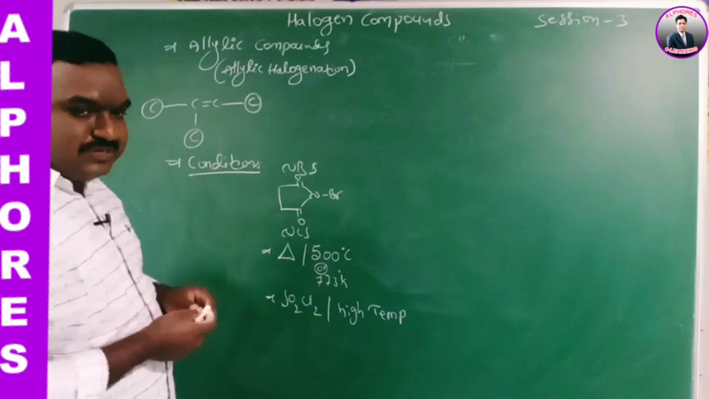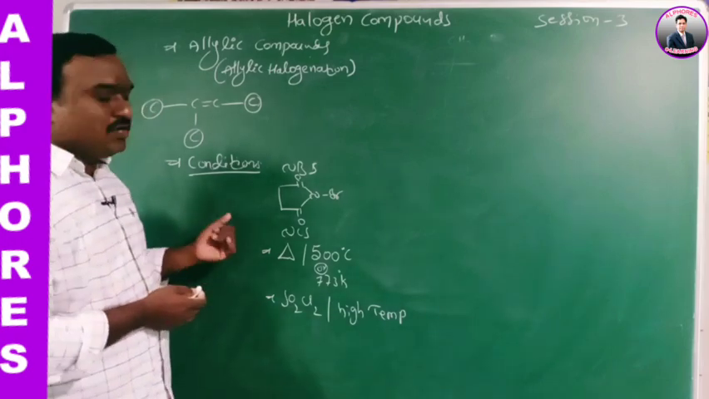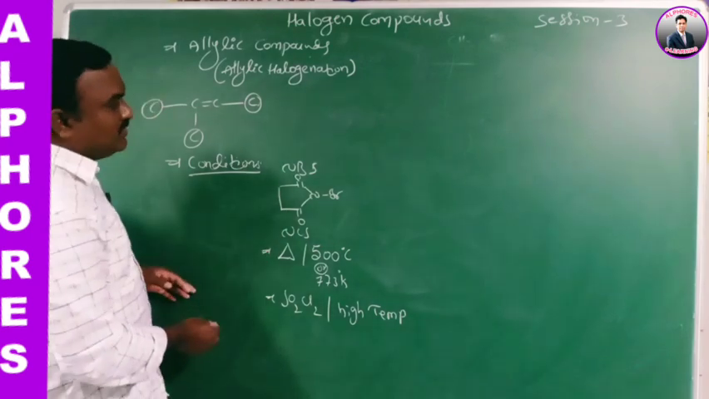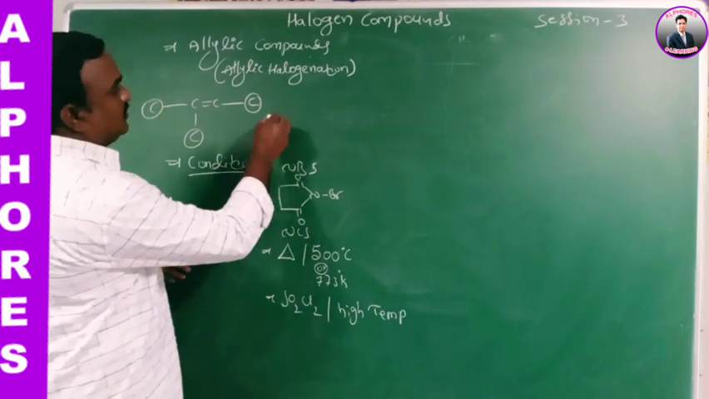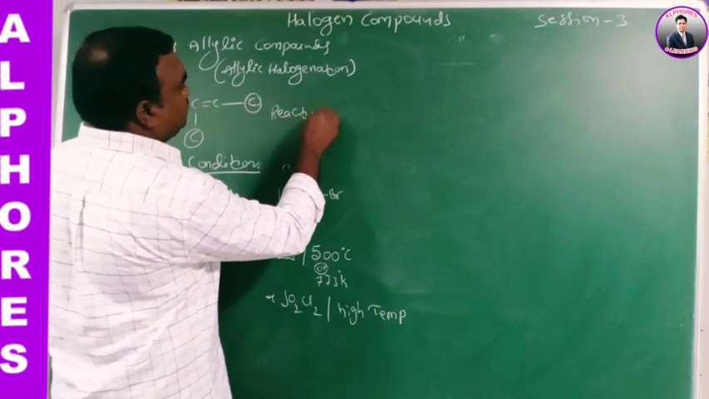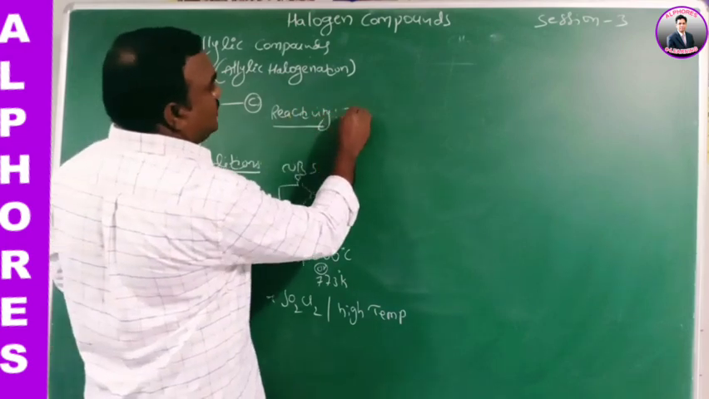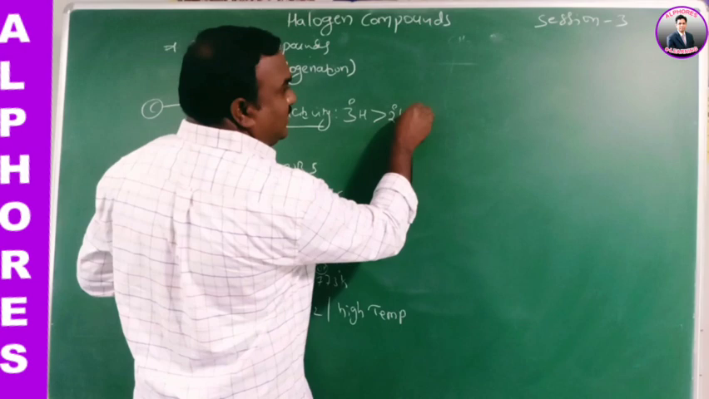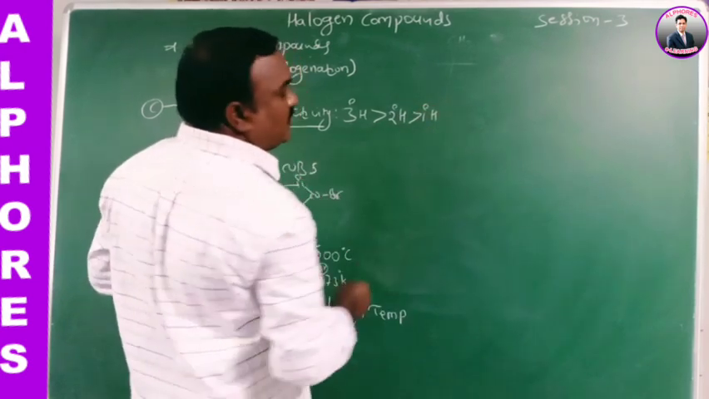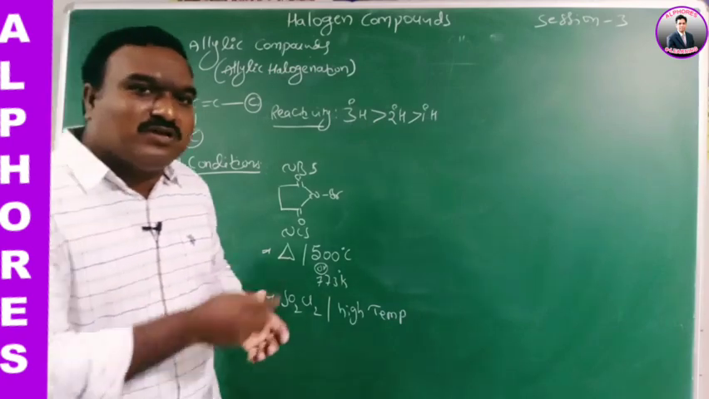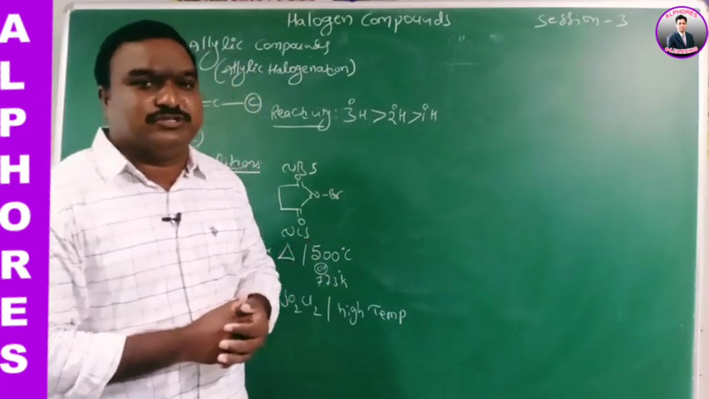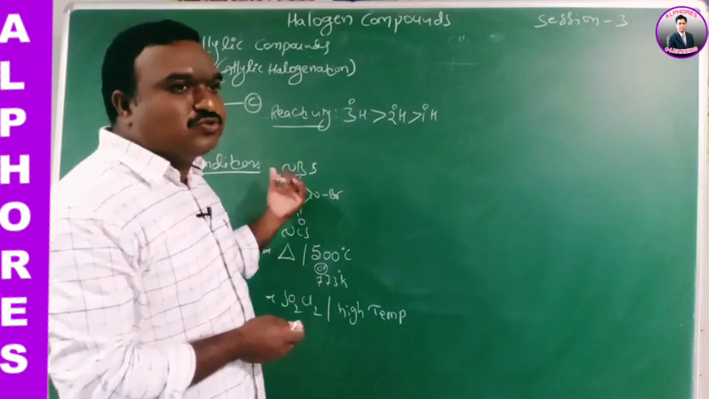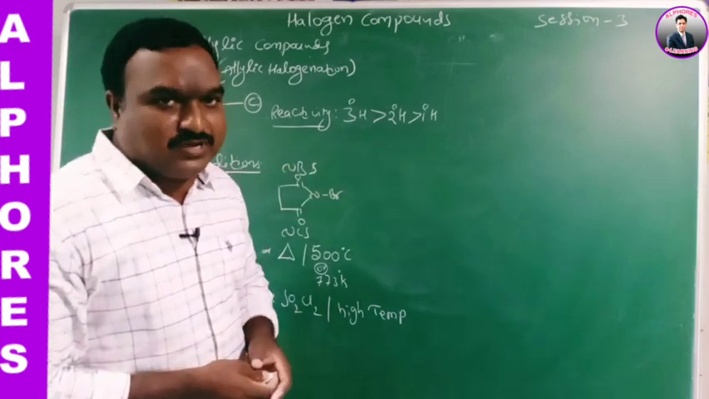Here also the same thing. Tertiary allylic hydrogens are more reactive when compared to secondary, and secondary allylic hydrogens are more reactive when compared to primary. Reason: the reaction proceeds via a more stable intermediate. According to the stability order, tertiary is more stable than secondary, and secondary is more stable than primary.